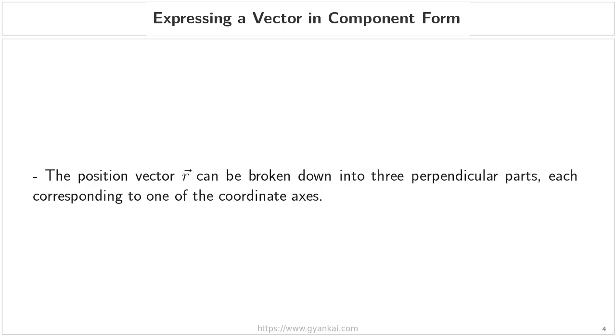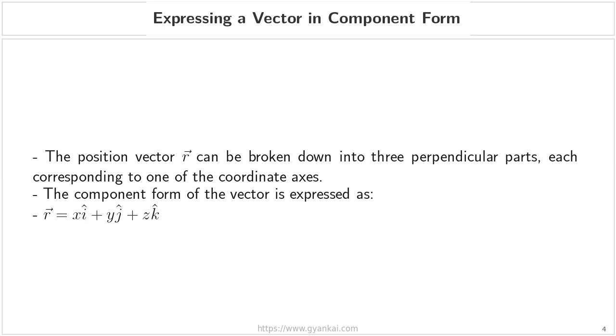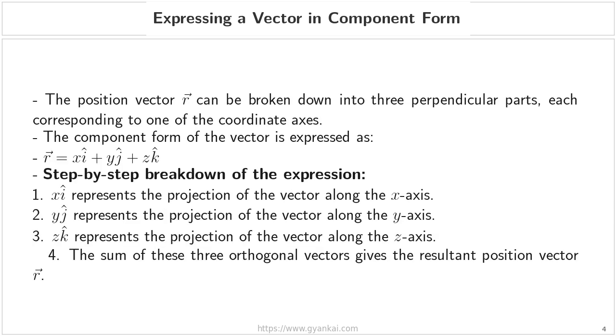Think of the position vector, r, as a single diagonal movement through space. However, we can actually break this single movement down into three perpendicular parts, where each part corresponds directly to one of our coordinate axes, the x, the y, and the z. This allows us to write the component form of the vector as r equals x i hat plus y j hat plus z k hat. To really understand what this expression is telling us, let's perform a step-by-step breakdown of each term.